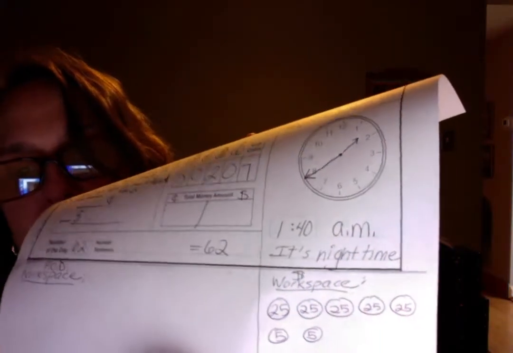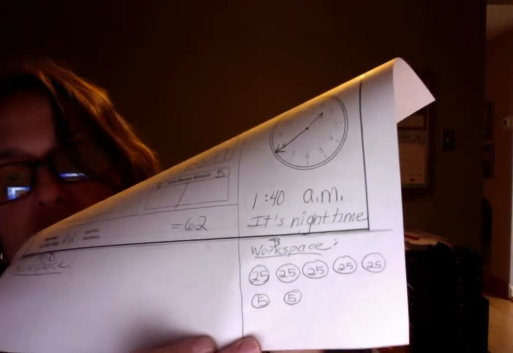We have 5 quarters, 0 dimes, 2 nickels, and 0 pennies. So we have a total of 7 coins, and we're going to go down here in the workspace and draw 5 quarters and 2 nickels. So it's important that you write their amounts inside, so when you're counting, you don't forget what you're doing. And don't forget to circle 4 quarters.